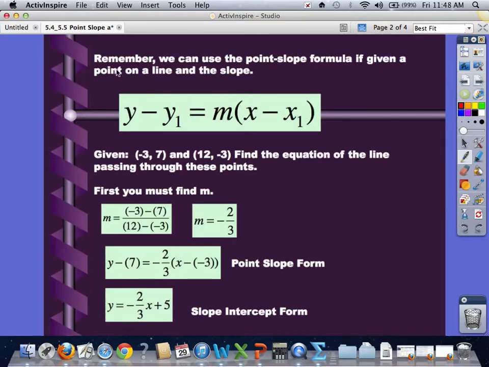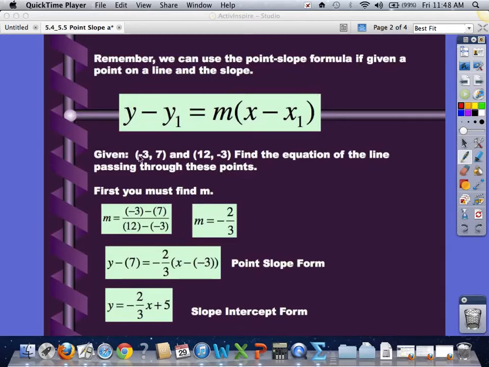All right, so remember, we can use the point slope formula if given a point on a line and the slope. And remember that formula is y minus y sub 1 equals m times the quantity of x minus x sub 1. Remember that m is our slope, and this y and this x are part of the formula, as are the negatives there. The only thing we plug in is 1 point, and the x coordinate goes right here, the y coordinate goes right here, and the x coordinate goes right there.